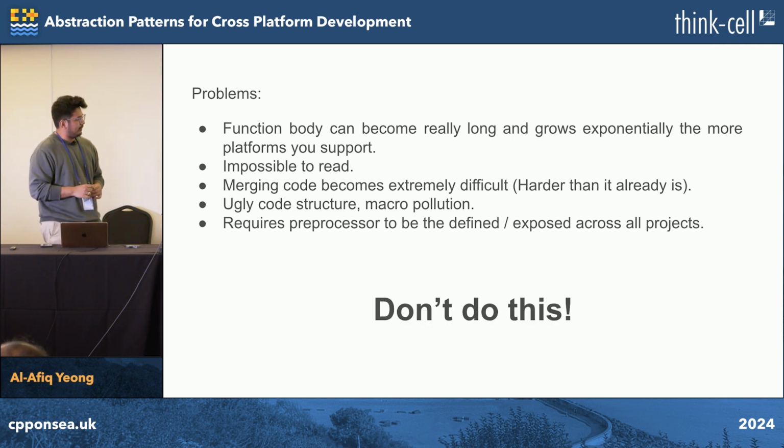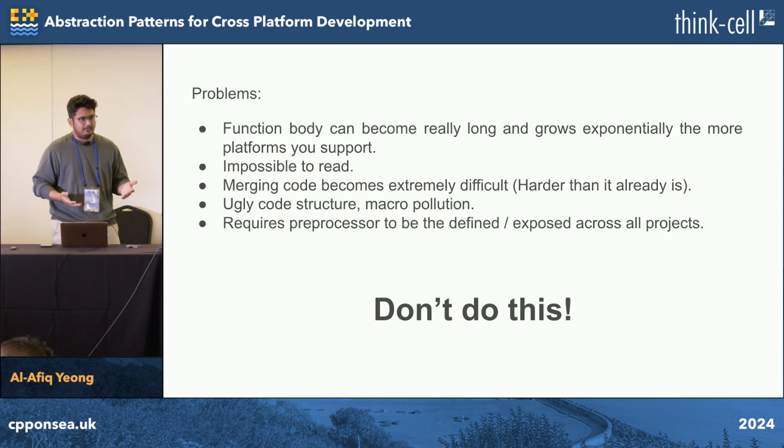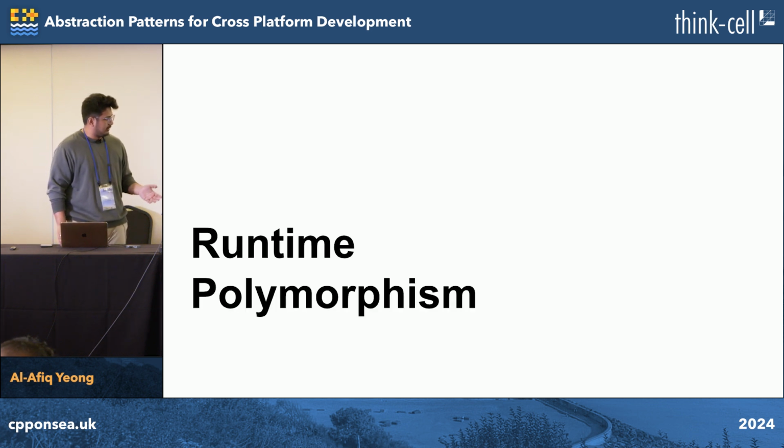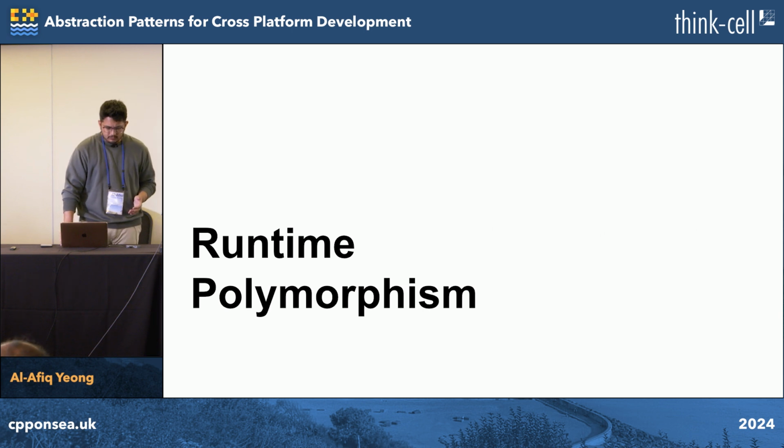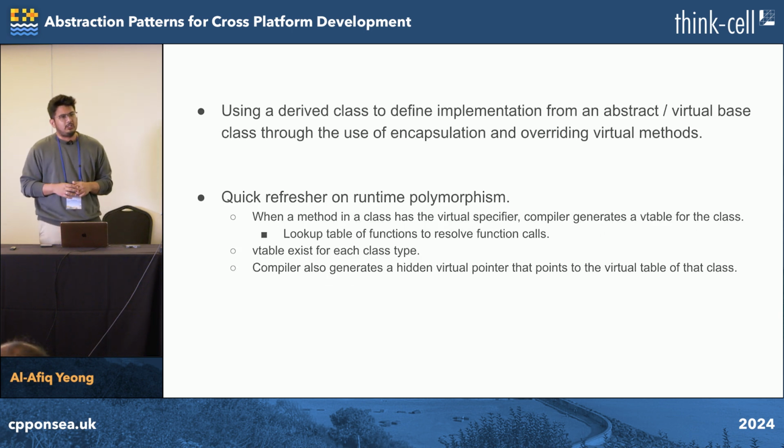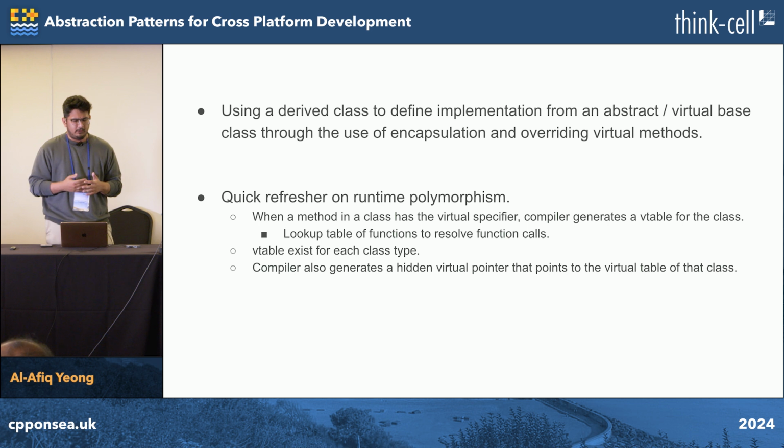So as a general rule of thumb, don't do this, right? There are better methods to abstract cross-platform code, which is what we'll be covering next, runtime polymorphism. So the basic idea of runtime polymorphism is that we have an abstract base class or a base class with virtual methods, and then we create an object that is derived from the base class, and then we fill in all of the implementation details by overriding the virtual methods. So a quick refresher on runtime polymorphism.